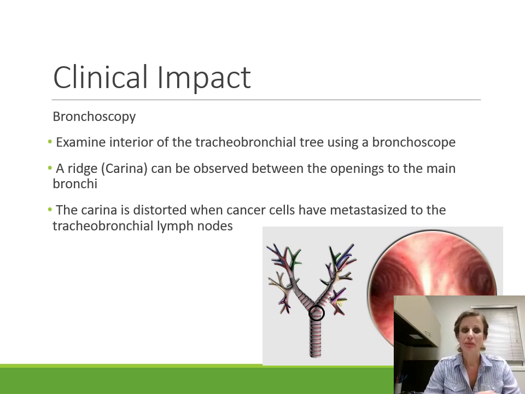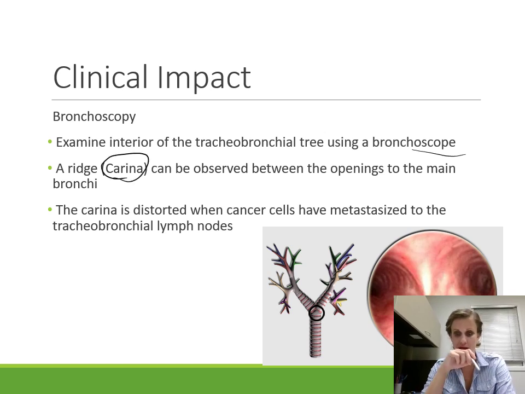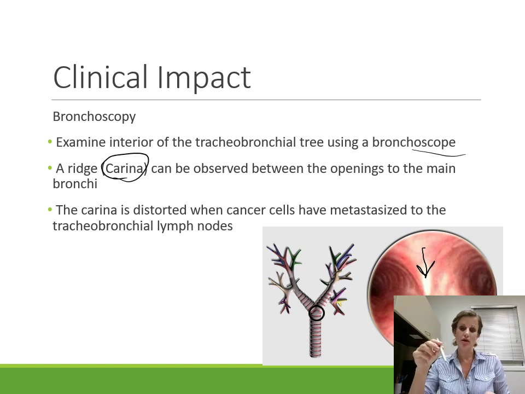A bronchoscopy is a way we use a scope to examine the inside of the tracheobronchial tree. This is a bronchoscope that we're using, and we feed the scope down the mouth, down the throat, the larynx, and into the trachea. What we're looking at right here is something called the carina. The carina is this ridge right here at the junction where the trachea is going to split, or bifurcate, and become the two main bronchi.